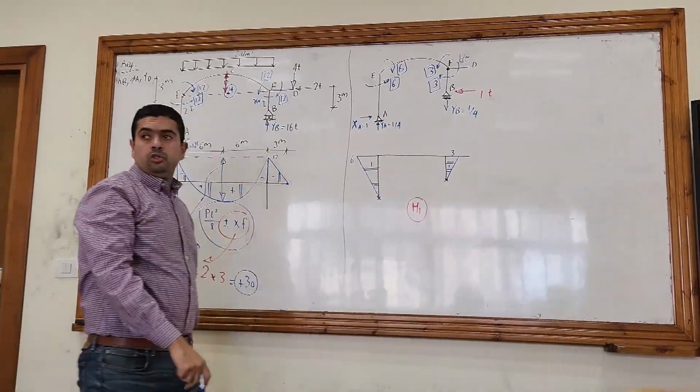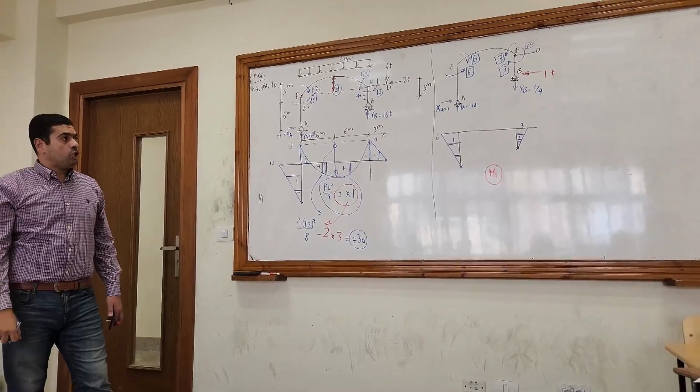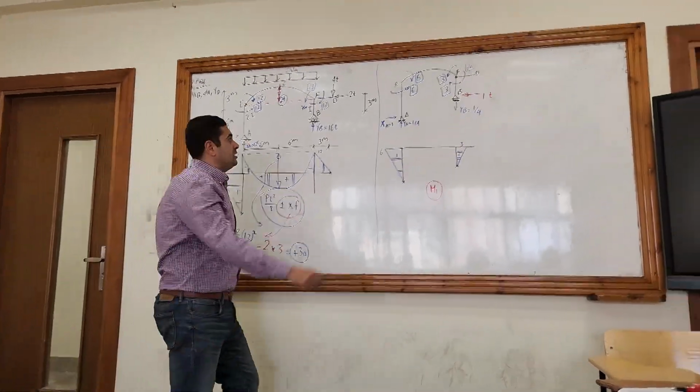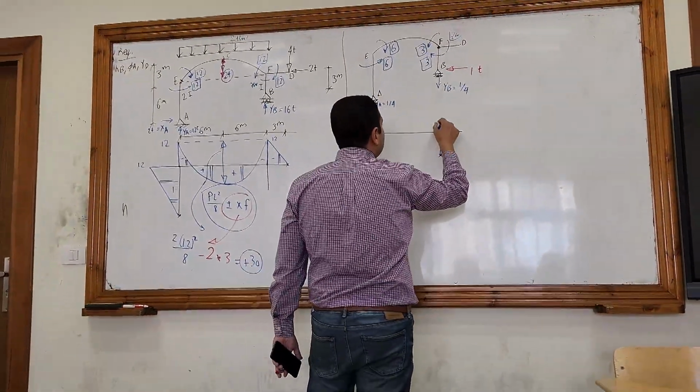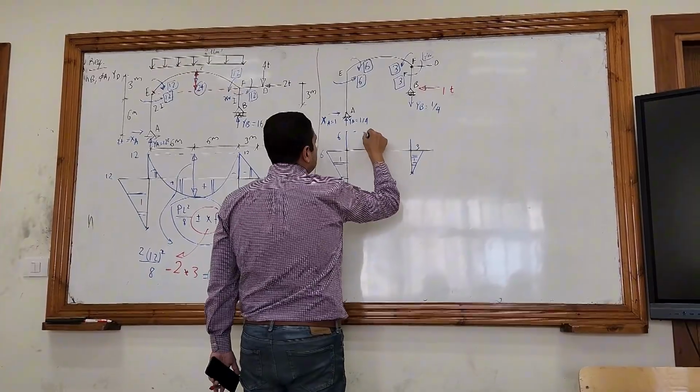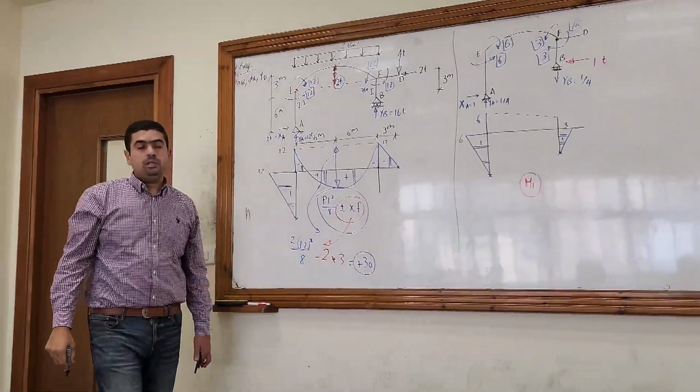What about the arch? Please take care. The arch EF, the moment at E is 6 upward. The moment at F is 3 upward. Please join a dotted line and wait for the parabola.